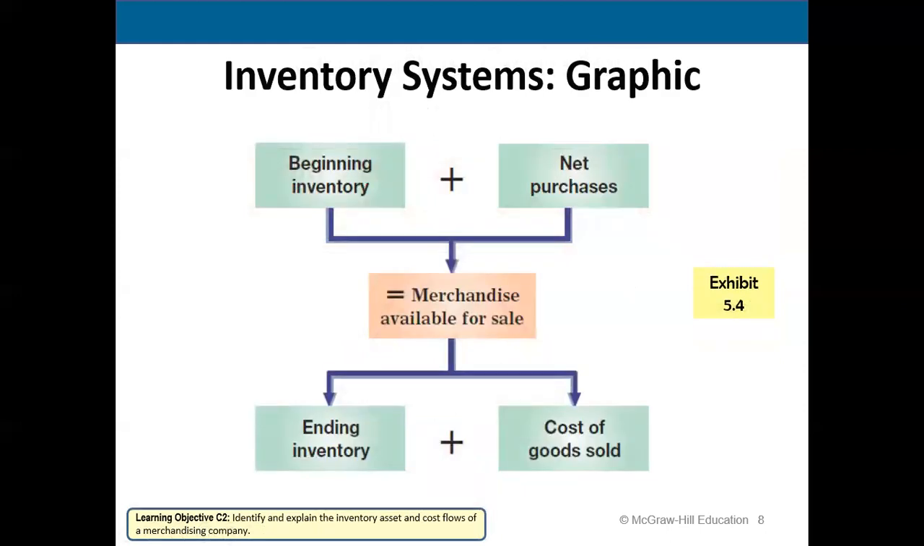So to understand how inventory is calculated or how it moves through the system, recognize that at any given time, a business has some inventory on hand, stuff that they have available to sell. And then they're going to buy some stuff from their suppliers, and that's called our purchases. So our beginning inventory plus our net purchases is going to equal our merchandise available for sale. That's stuff we have available to sell to people. And then our ending inventory plus our cost of goods sold is going to equal our merchandise available for sale.